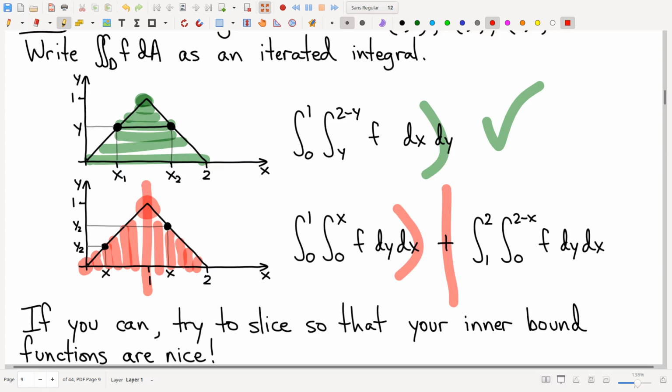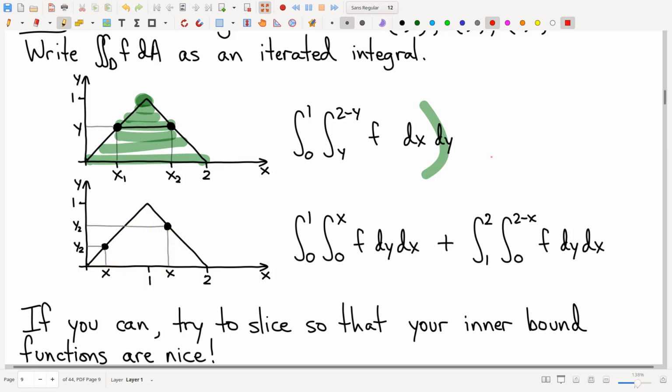Everybody good? Why is it not an issue slicing through a corner on the inner function, like for the first one, for dx? So you feel like on the green one here, for y and then 2 minus y? Yeah. So this x bound from y to 2 minus y, I'm going from there to there. Neither one of those is on a corner. That's right in the middle of a nice smooth line. So is this one. Okay.